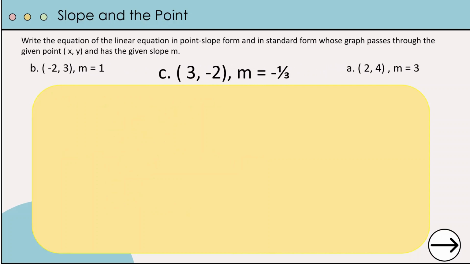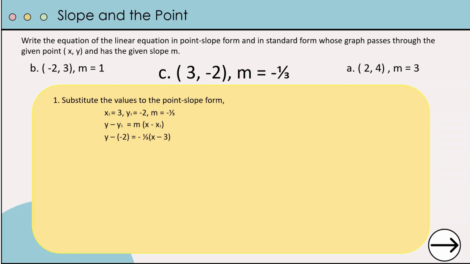This time, let's have letter C. Again, our first step is to substitute the values to the point-slope form. Our given, we have x sub 1 equals 3, y sub 1 equals negative 2, and the given slope is negative 1/3. Now, our point-slope form is y minus y sub 1 is equal to m times x minus x sub 1. We simply substitute, we get y minus negative 2 is equal to negative 1/3 times x minus 3. We simplify y minus negative 2, it becomes y plus 2 is equal to negative 1/3 times x minus 3.